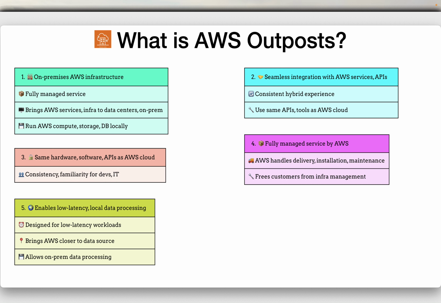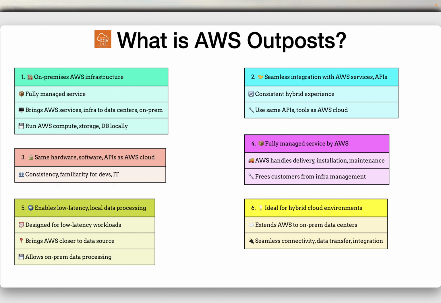So AWS Outpost is specially designed for workloads that require low latency, local data processing or data residency requirements, as it brings AWS services closer to the data source, reducing latency and allowing for on-premises data processing needs. Outpost is perfect for organizations looking to create a hybrid cloud environment by extending AWS services to their on-premises data centers, facilitating seamless connectivity, data transfer and integration between on-premises and cloud resources.